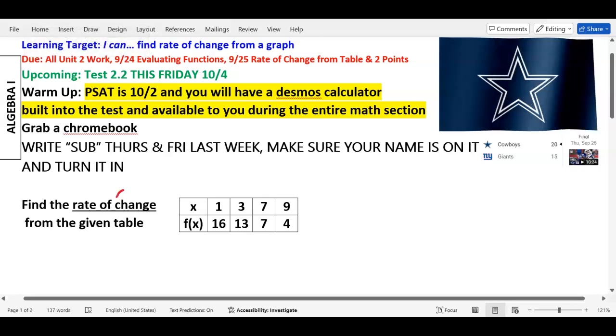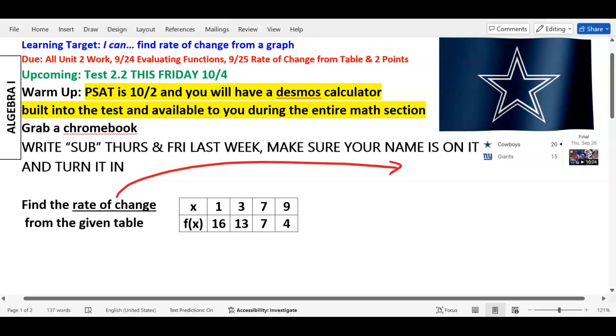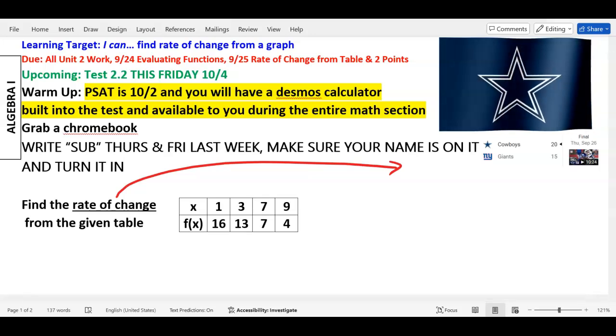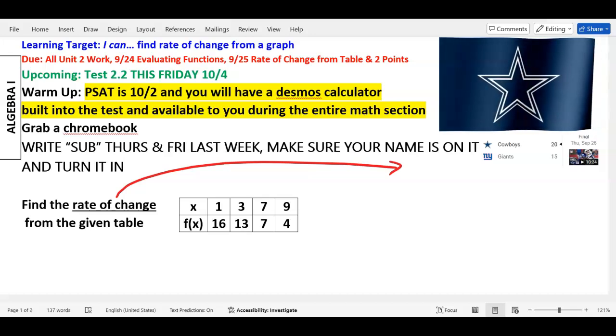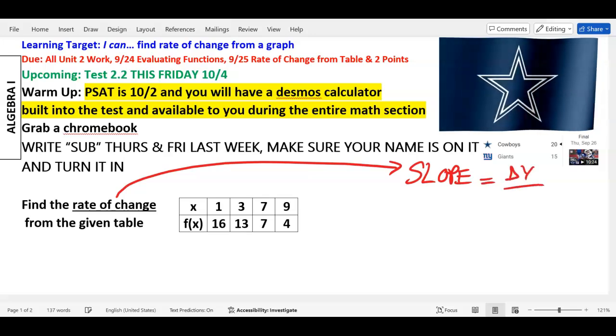So rise over run, yes, but what's one word? Rate of change means what? Slope. Everybody, what does rate of change mean? Slope. You got to know it. Slope, which is rise over run. Okay. So rate of change means slope. And slope is the change in y over the change in x. So that's why when we have a table, we do what I call bird beaks.